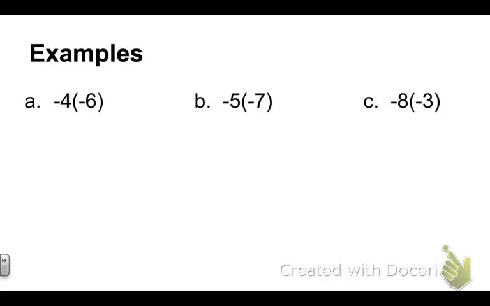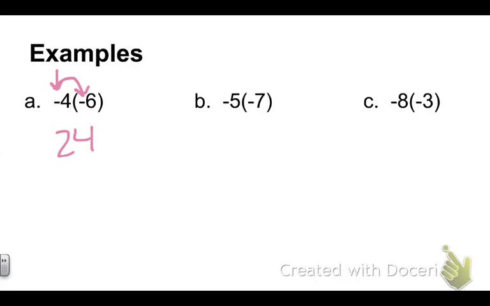And so this first example says negative 4 times negative 6. All right, well, just do the math with the numbers. 4 times 6 is 24. Now look at the signs. You've got the opposite of a negative. What's the opposite of a negative? Positive. So your answer is just positive 24.